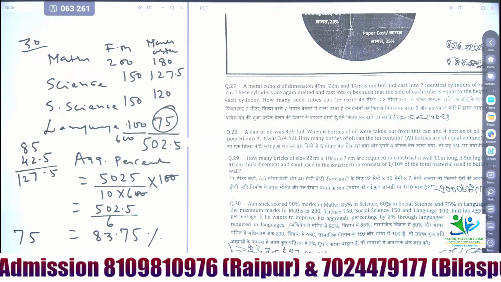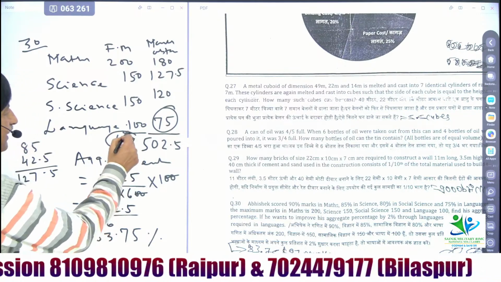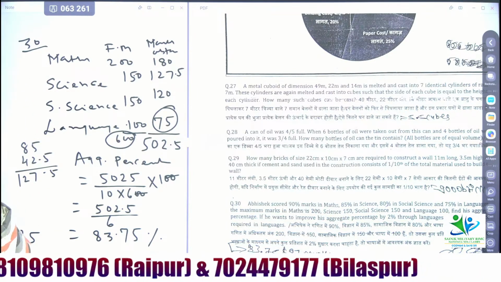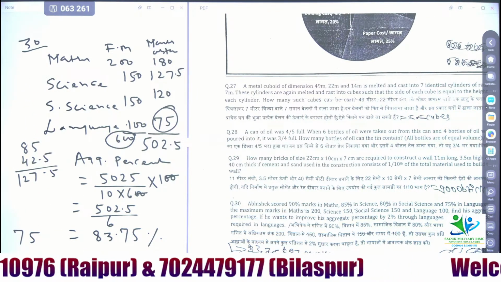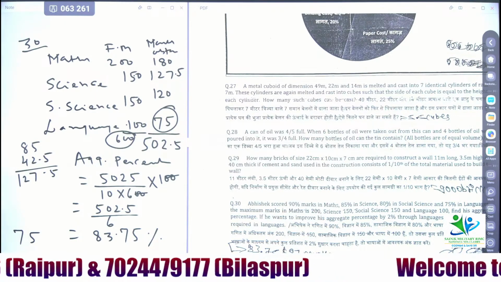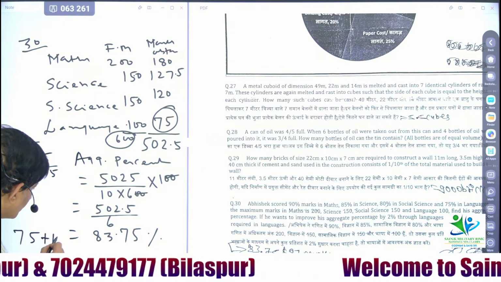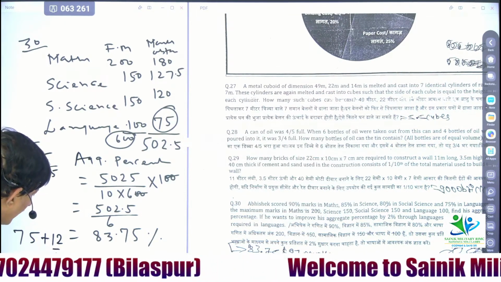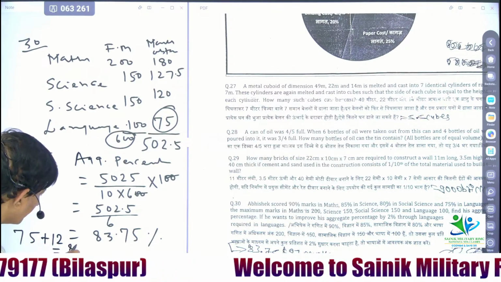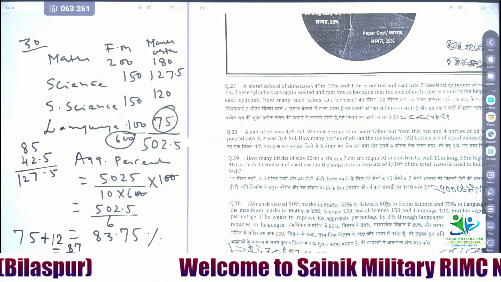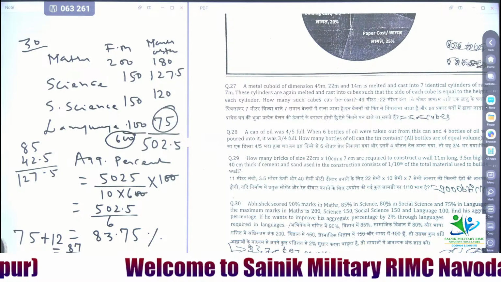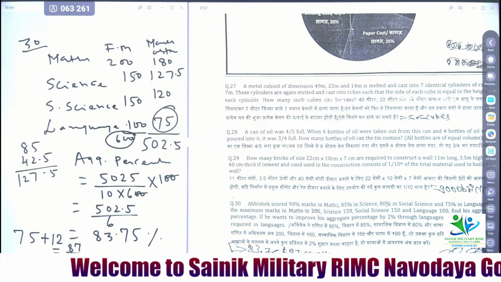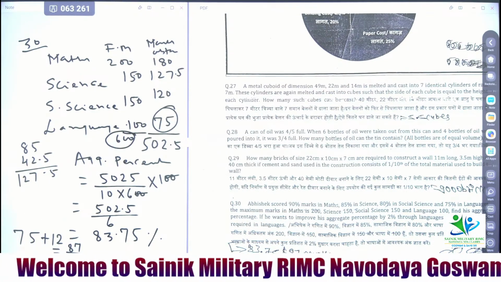75. 2% एग्रीगेट इंक्रीज करना है, यानी 600 का 2% निकालेंगे. द 2% ऑफ 600 इज 12. दैट मीन्स ही हैज टू इंक्रीज 12 मार्क्स इन लैंग्वेज and that should be 87. यदि वो लैंग्वेज में 87 मार्क्स लाएगा, देन उसका एग्रीगेट परसेंट 2% इंक्रीज हो जाएगा.